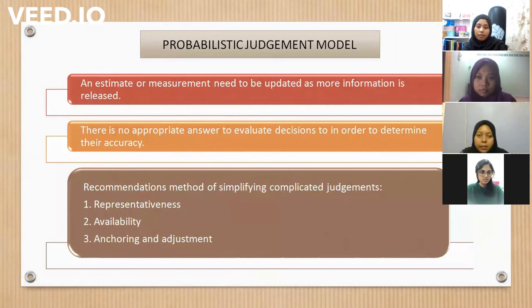Next is the probabilistic judgment model. It is an estimate or measurement that needs to be updated as more information is released. Next, there is no appropriate answer to evaluate decisions in order to determine their accuracy. And the recommendation for simplifying complicated judgment has three methods. First one is representativeness. Second, availability, and last one is anchoring and adjustment.